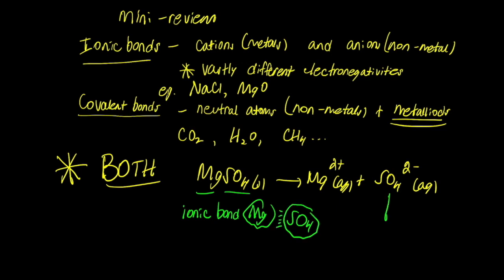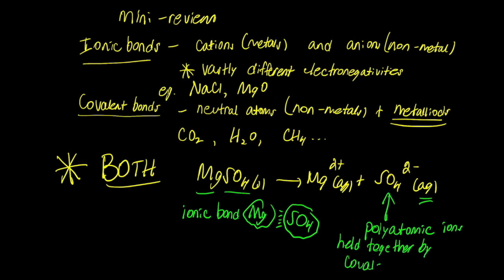Now, within this polyatomic ion, you have covalent bonding that holds together the sulfur and the 4 oxygens, okay? Because in water, right, water somehow doesn't break up that sulfur from the 4 oxygens. The sulfur and the oxygen are really bonded very tightly together, and these are held together by covalent bonds, okay? And we'll look at that. Okay.